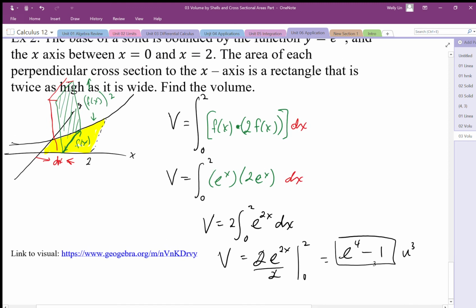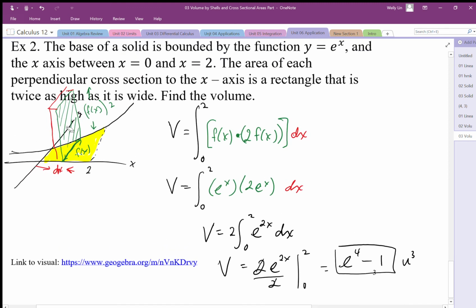It's kind of hard to visualize, but make sure you understand how to set this up. We're going to need to cross this distance here, which is represented by f of x. The height of this rectangle is going to be double that, so 2f of x. Here that shows up as e to the x times 2e to the x. Then we give it some thickness and we integrate it.